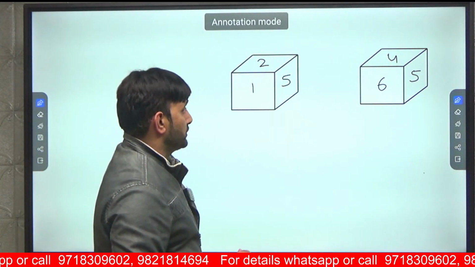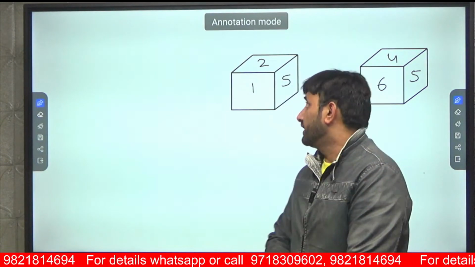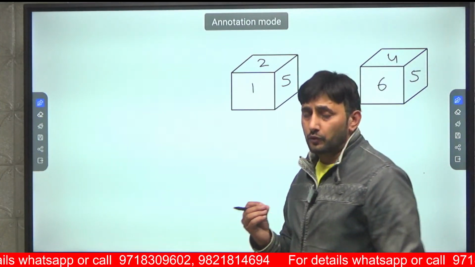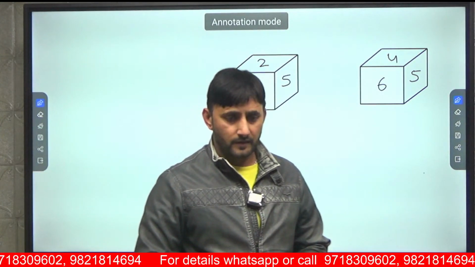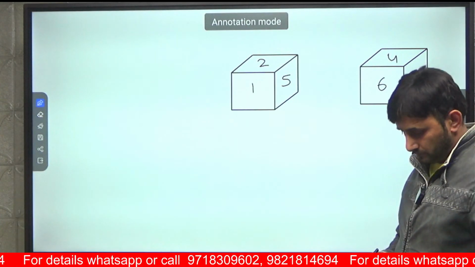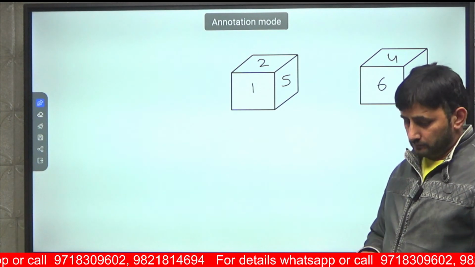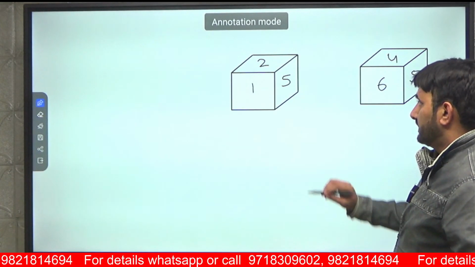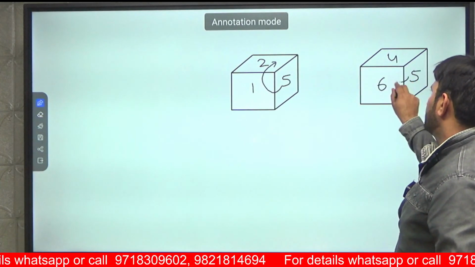Which number is opposite to 4? So write down rule number 1. In case of two different views of a die, if only one face is common, then starting from the common face, write the numbers in the clockwise order.